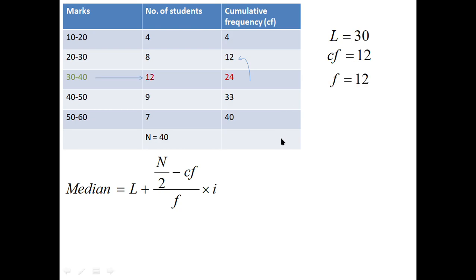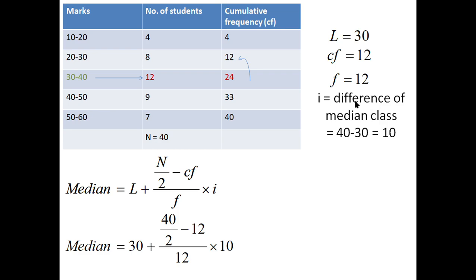After CF, the frequency F is taken from the median class. The frequency of the median class is 12, so the value of F is 12. And I is the class width of the median class. The median class is 30 to 40 and its difference is 10, that means 40 minus 30 is 10. So all the values of L, CF, F and I are found. Now you can put in their values. L is 30, n by 2 is 40 by 2, CF is 12, frequency is also 12, and I is 10.